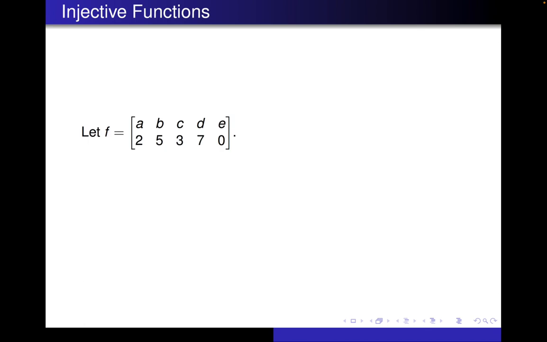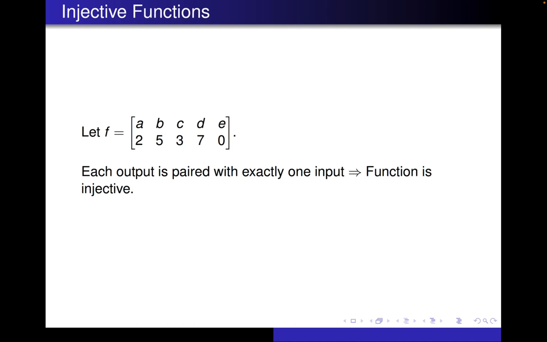However, if I let f be this function, where a, b, c, d, and e are the inputs and the outputs are 2, 5, 3, 7, and 0, each output is paired with exactly one input. You don't have any repeats of outputs on that bottom row. That means the function is injective.